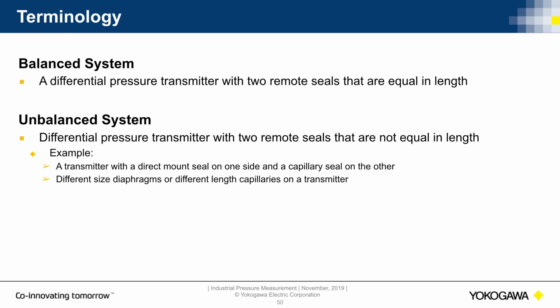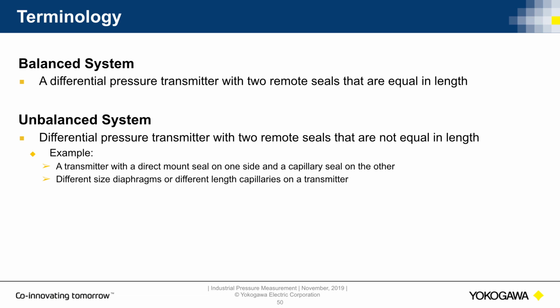So if you have a differential pressure transmitter with two remote seals equal in length, that's what we call a balanced system. That's typically because we can cancel out some of the effects that will happen to remote seals, which I'll get into in a little more detail. But we can also have an unbalanced system.